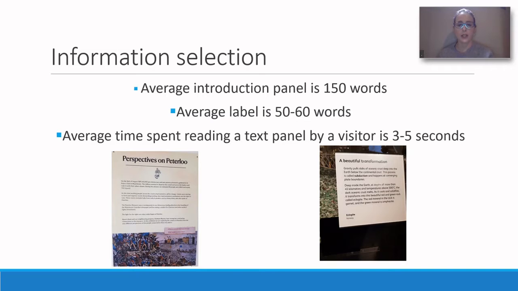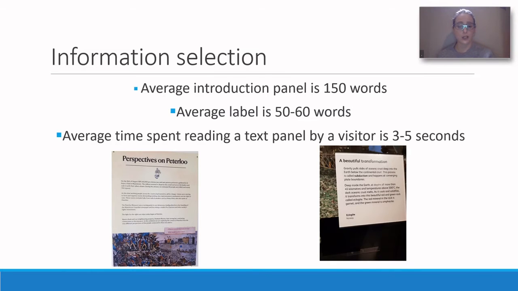The average object label is around 50 to 60 words, and again, this has to communicate a lot of information about the object. However, the average time a visitor spends reading a text panel or label is about 3 to 5 seconds, meaning in general they only read the first sentence. If it's then something that interests them, they tend to continue to read. However, the vast majority of object labels will either not be read or only the first line on the label will be read. Because of this, we often have to prioritize information.